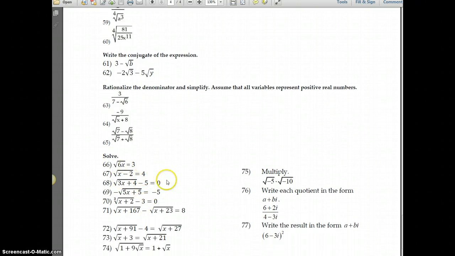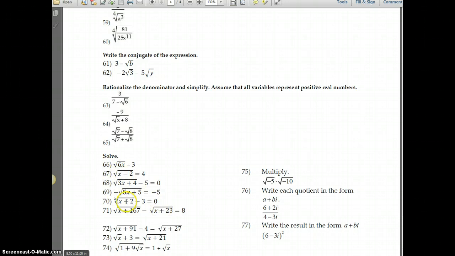Equations. I just saw some problems that you don't have to worry about. When we have two radicals in there, it's a challenge, and you are not responsible for being able to deal with equations that have two separate radicals in it. So don't worry about those.